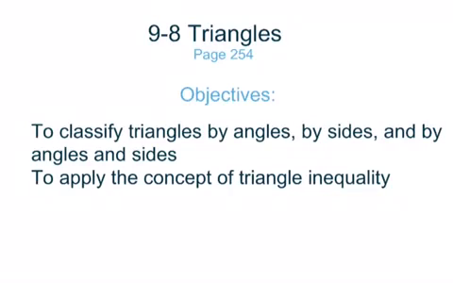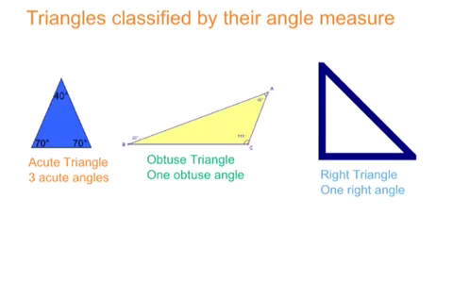Alrighty, today we're going over 9-8 triangles on page 254 in the grade book. The objectives here are to classify triangles by angles, by sides, by angles and sides, then to apply the concept of triangle inequality. So triangles are classified by their angle measure.